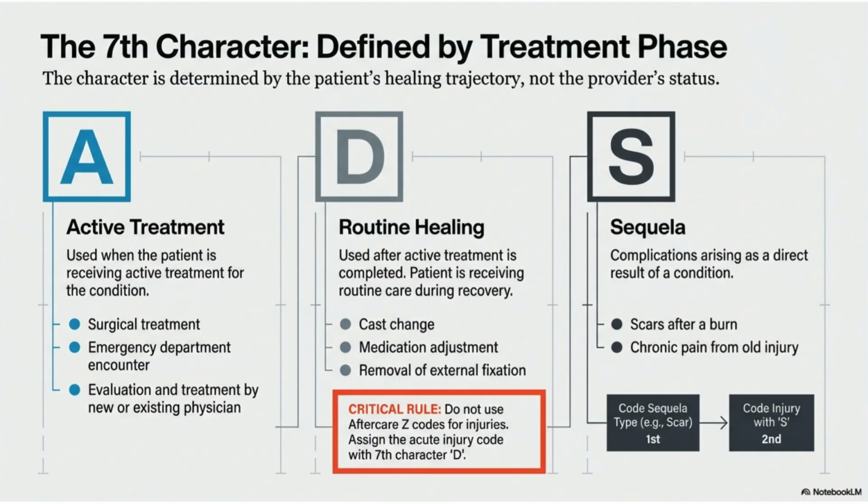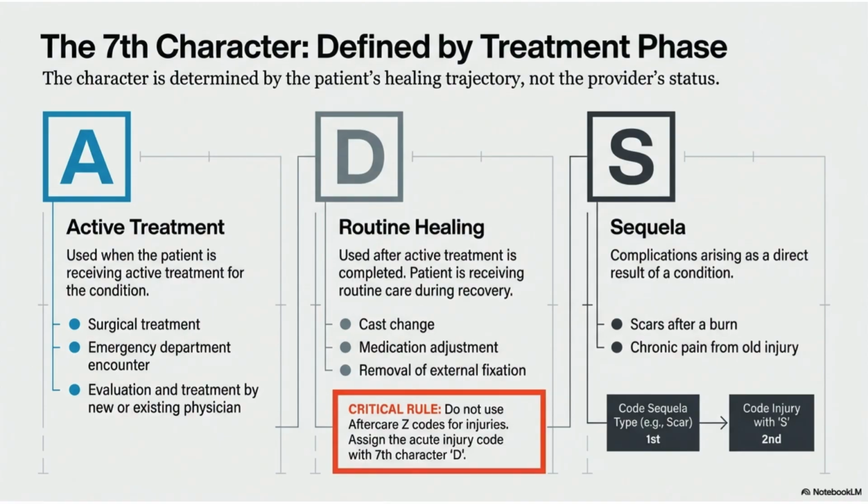Once active treatment is complete and the patient is simply healing, maybe they're getting a cast change, a medication adjustment, or having external fixation removed, we shift to D for routine healing. And then we have S, which is used for sequela. These are the long-term consequences of an injury, like scars after a burn or chronic pain from an old fracture. When coding sequela, we list the current condition first, and then the original injury with the S character.